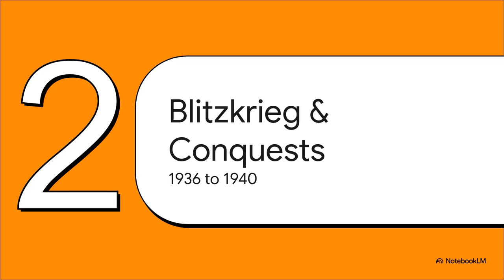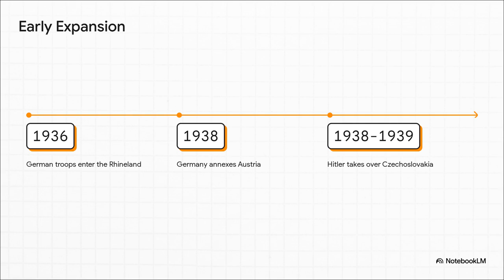Part 2, Blitzkrieg and early conquests. Now, Germany wasn't the only one making aggressive moves here. You got Benito Mussolini looking to build a new Roman empire over in Italy. And Japan was already making massive power plays in Asia. They invaded Manchuria in 1931 and launched a full-scale invasion of China by 1937, committing truly horrific atrocities like the Nanjing Massacre. Meanwhile, leaders in Europe are practically begging for diplomacy, hoping to avoid another war.